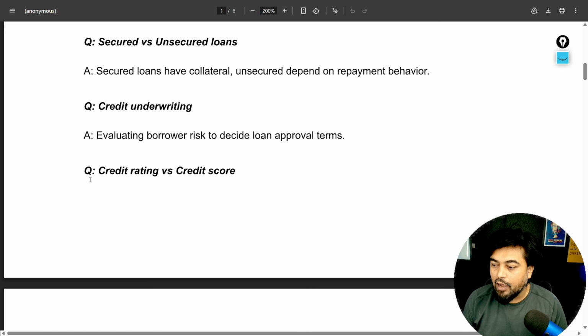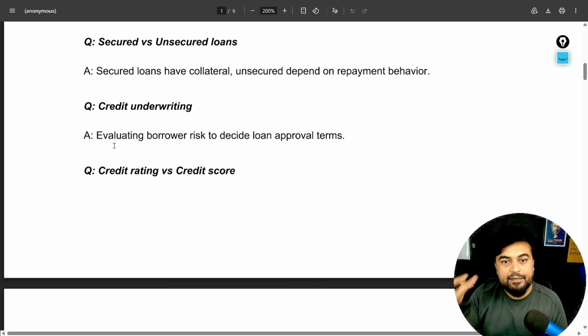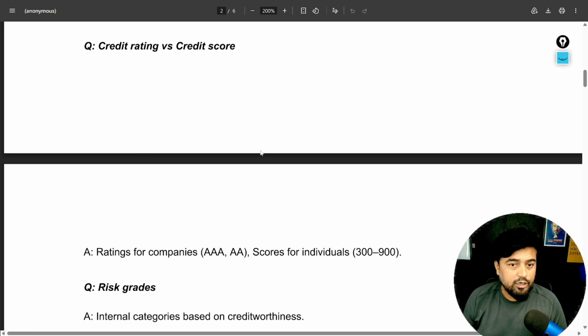Then what is credit underwriting? Basically it is evaluation. When you are evaluating borrower risk as per his application, that is known as the underwriting process: evaluating borrower risk to decide loan approval terms. Okay, that's known as underwriting, but it's not much useful for you as a model developer or model validator.